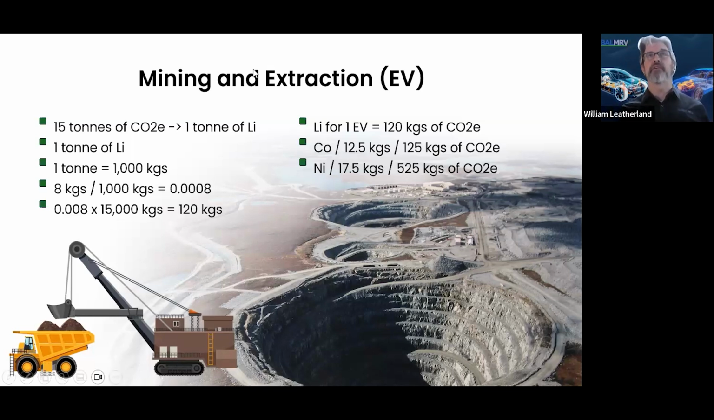Now we can do the same thing for cobalt and nickel, and we could also do it for manganese, but I couldn't find a good number for manganese, so I didn't want to just throw a number in there.